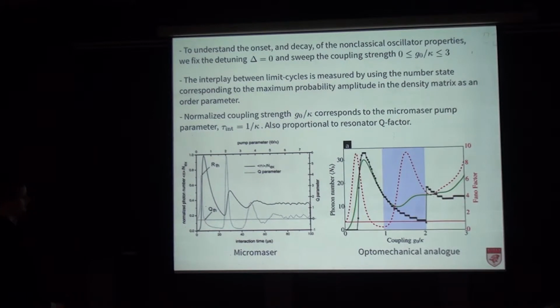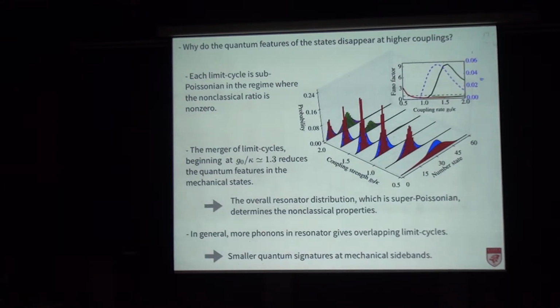All right. So we see we get a jump to a different limit cycle, and as we jump to this different limit cycle, we can see that the region where these states are quantum essentially vanishes. So let's see why that is. All right, so why do quantum features disappear at higher couplings? Here, I've taken the exact same plot I showed you, but now I plot the distributions in the number state basis for these states.